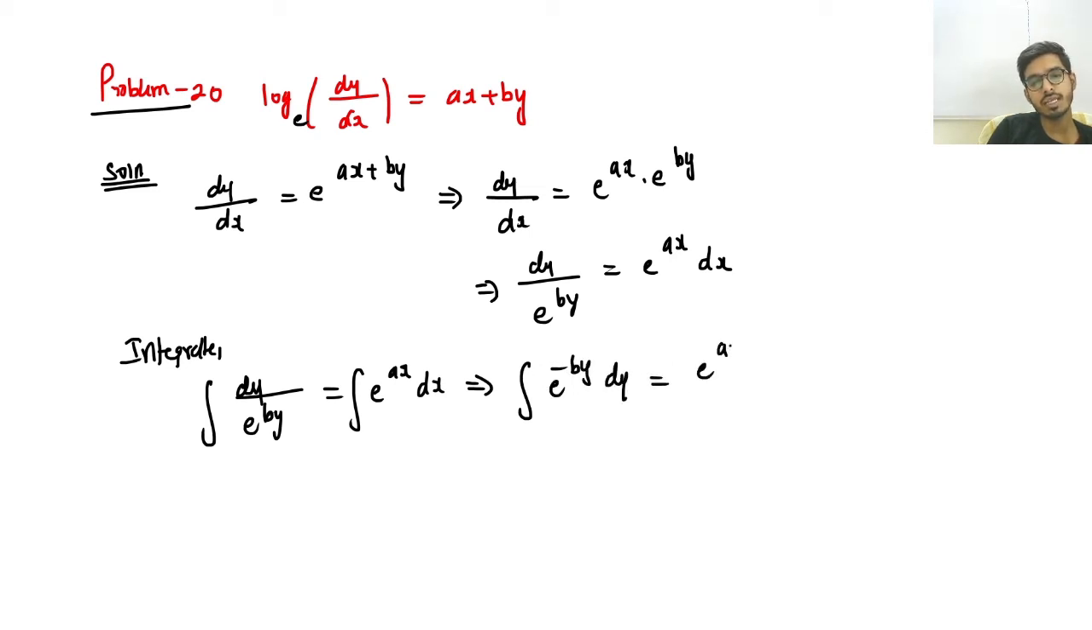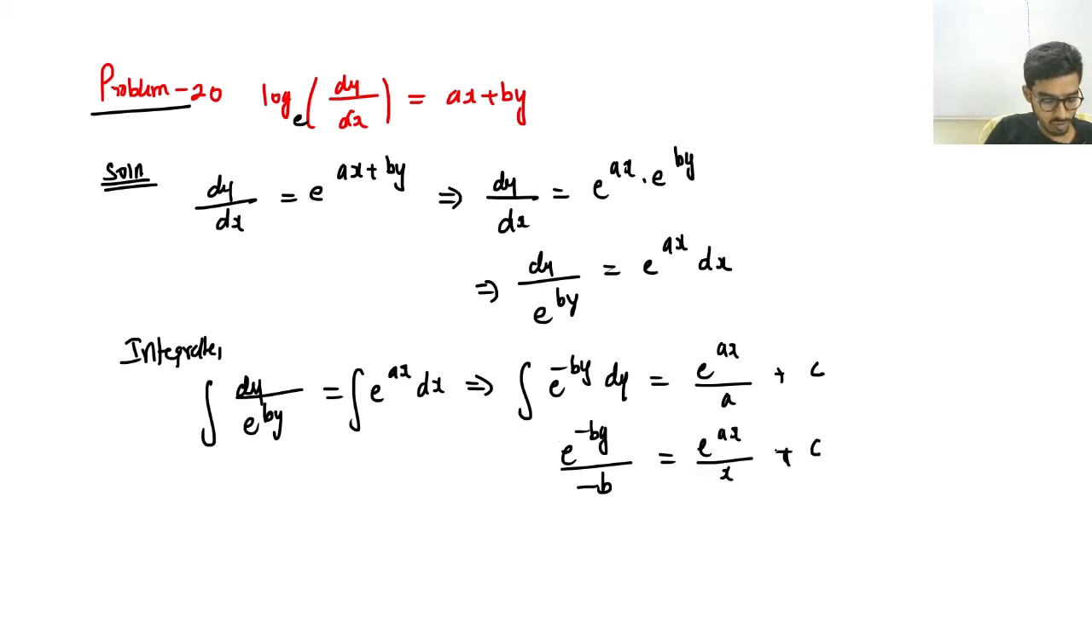So integral e power ax is e power ax by a. You will add some constant c. So this will be equal to integral e power minus by is e power minus by divided by minus b, equal to e power ax by a plus c, is the required solution.